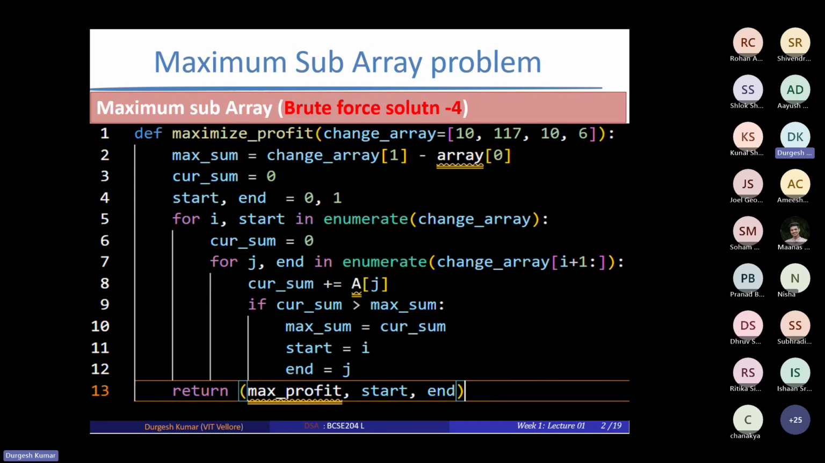Yes, good. So this is brute force solution 4, where inside the first loop we have a current sum, and every time we are adding a new number to the current sum. If this sum is greater than max sum, we are resetting the max sum, start and end. So without taking the third loop, we are looping over all the i, j.